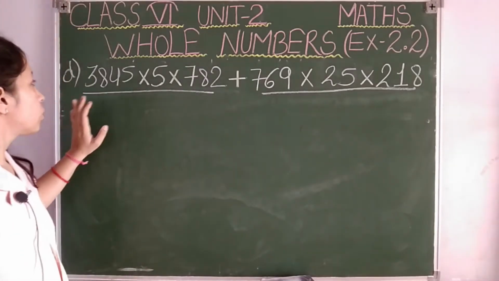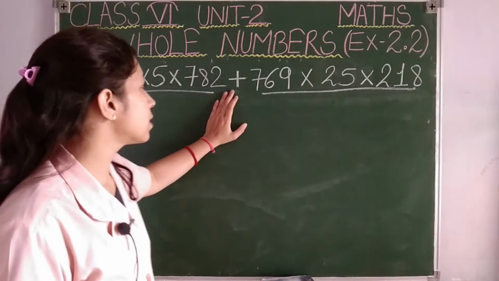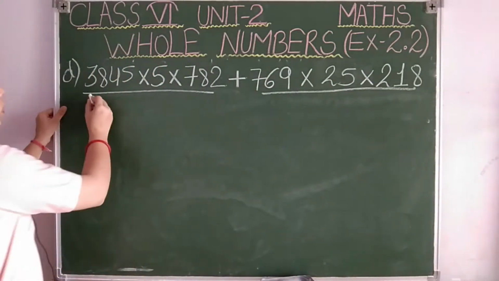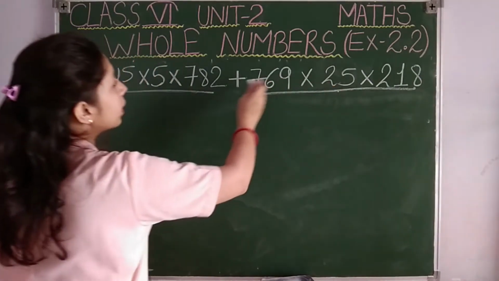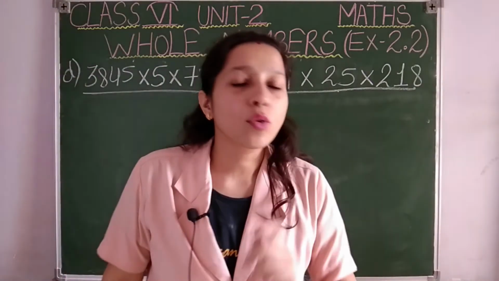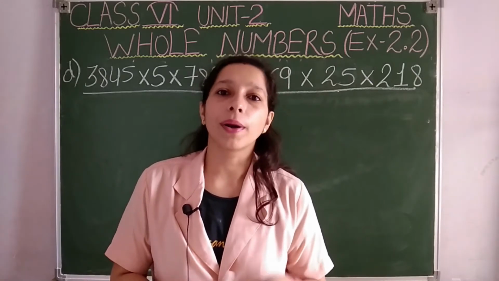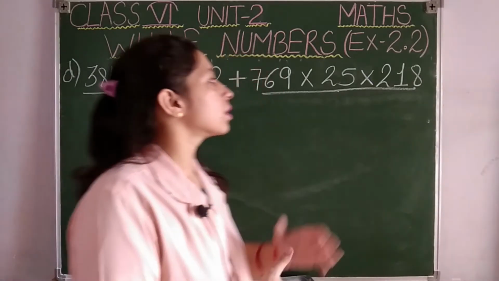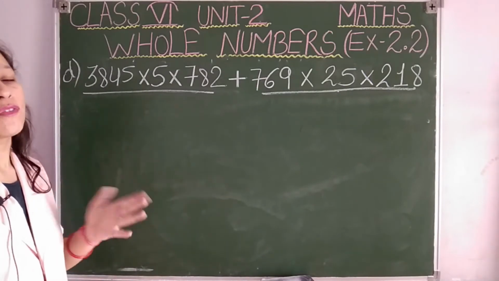Point number D, students: 3845 multiplied by 5 multiplied by 782 plus 769 multiplied by 25 multiplied by 218. Here, students, these 3 numbers we have to multiply, and again these 3 numbers we have to multiply, and their product we are going to add. Again here we are going to use distributivity property only, students, but we know that for distributivity property we should have one number as common, which is in multiplication with the other given numbers. Observe this. Are you seeing any number which is common? No. Still you have to use that property.